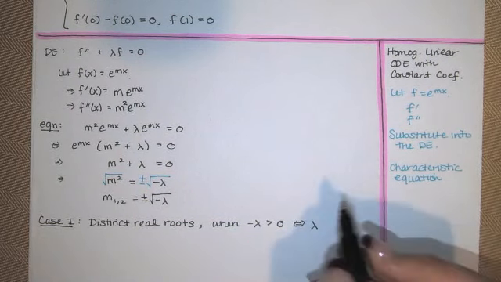Now, if lambda happened to be zero, we'd have m1 and m2 are plus and minus the square root of the opposite of zero, which is just zero. So we'll have just m1 and m2 both equal to zero. And that'll happen when the expression under the radical is zero.